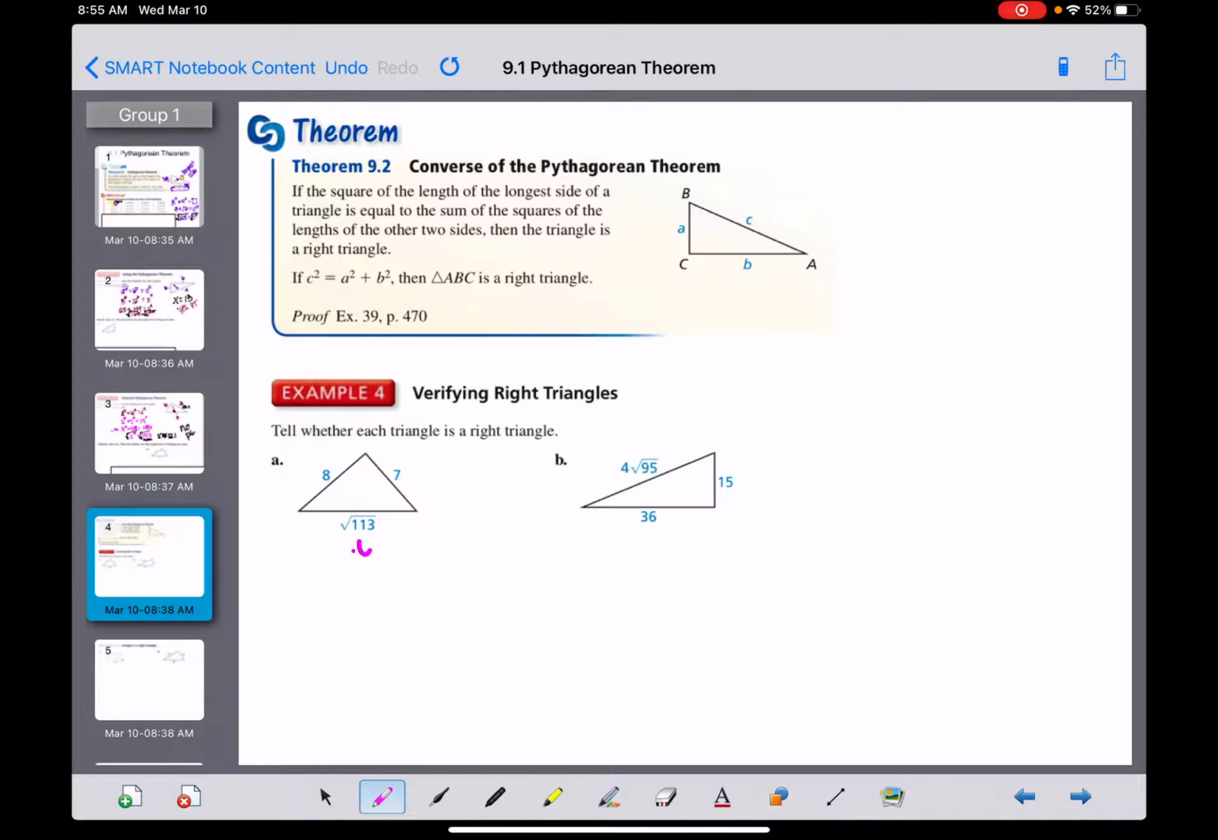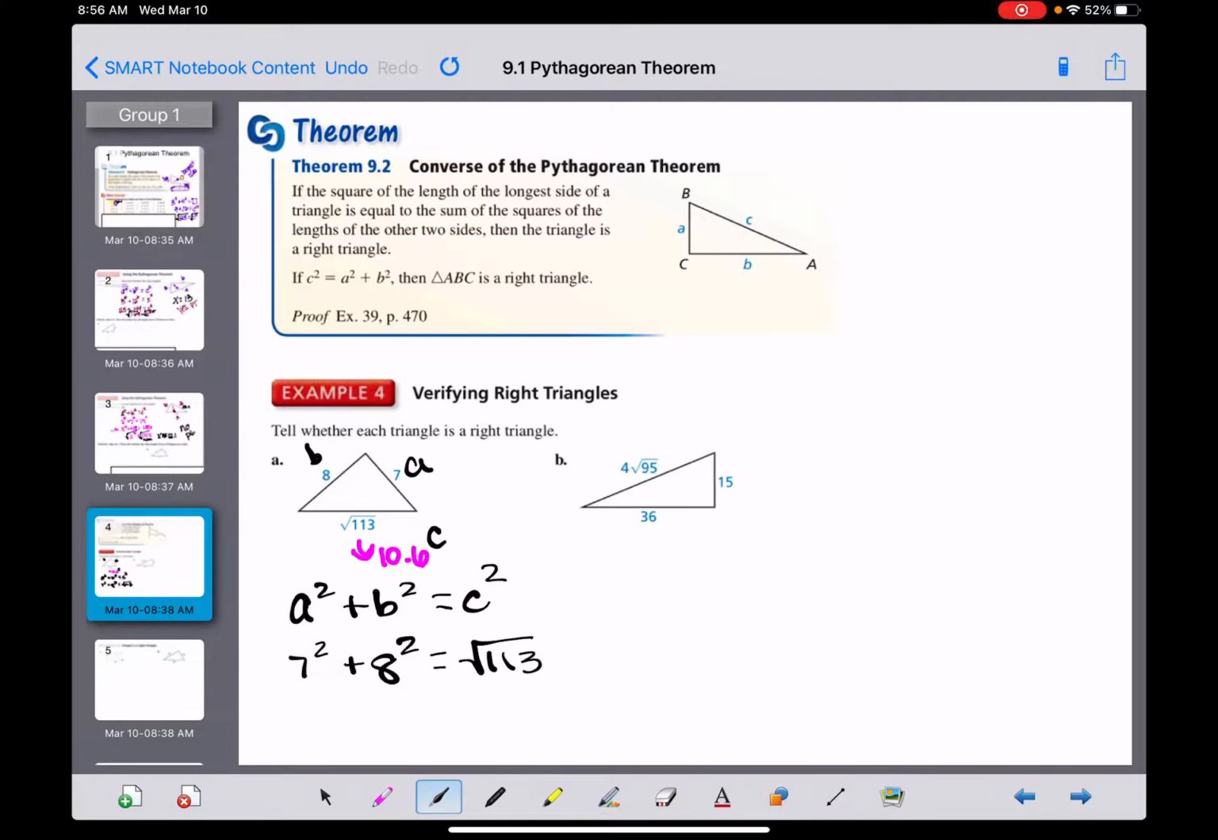So this is approximately 10.6. That's very important because that's my longest side. So that determines that this is my C value. The longest side will always be the C value, and then it doesn't matter which one we label A and B. So I'm going to check to see, does A squared plus B squared equal C squared? So my A value I would let be 7. My B value is 8. My C value is the square root of 113.